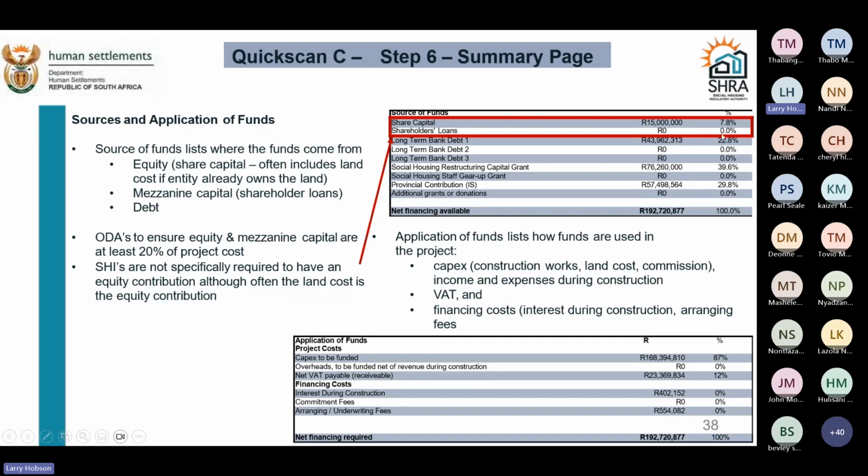So in this case, your share capital is 15,000. It's only 7.8%. Where are you going to make up the difference here? I can't see where the rest of that difference is being made up. So maybe this quick scan C would still be in a non-compliant position. Yeah, if you were in this situation, you'd have to explain why you're not meeting the 20% and how you're going to meet the 20%.